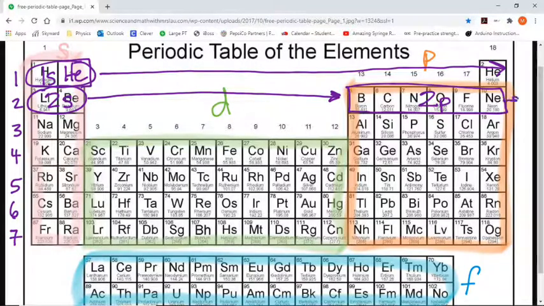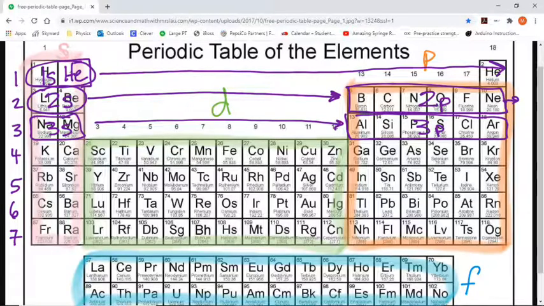I've reached the end of the section, so now I'm ready to go to the next row, and this is 3s. Moving on over, this section is 3p. Hit the end of the section, go to the next row.